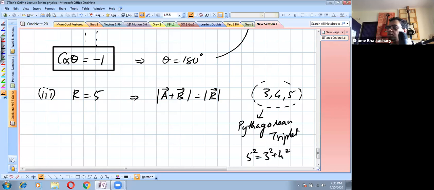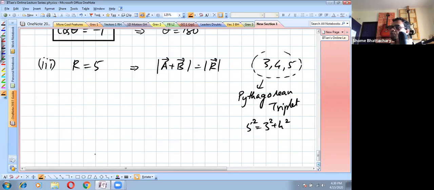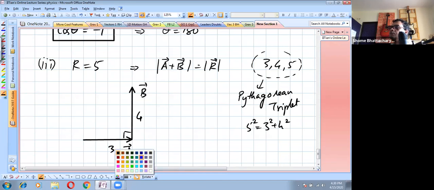So when you think in terms of that, yes, very good, it's a Pythagorean triplet, you realize your vector diagram is like this. A and B must be perpendicular to each other. That is the only way the resultant would be equal to 5. So this angle must be 90. This is 3, the vector A. This is of magnitude 4, the vector B. And in this diagram, if they are perpendicular to each other, the resultant would be the hypotenuse, which would be 5 in magnitude.